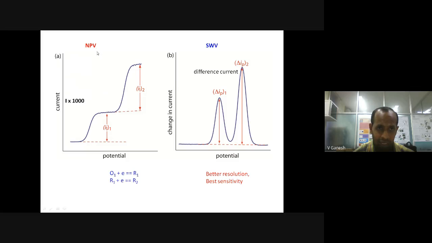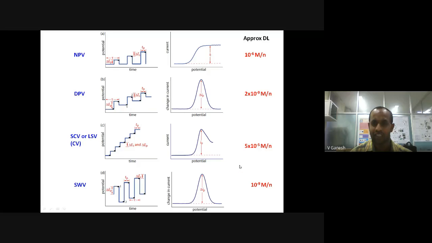In normal pulse voltammetry, you would see an S-shaped voltammogram as output. But in square wave or differential pulse voltammetry, you would get a typical peak-shaped voltammogram. This is a much better technique, where you can get better resolution and better sensitivity, right? So these are the inputs and typical outputs in pulse voltammetry. You can see normal pulse, differential pulse, and square wave voltammetry, and this is similar to linear sweep voltammetry, and staircase voltammetry.